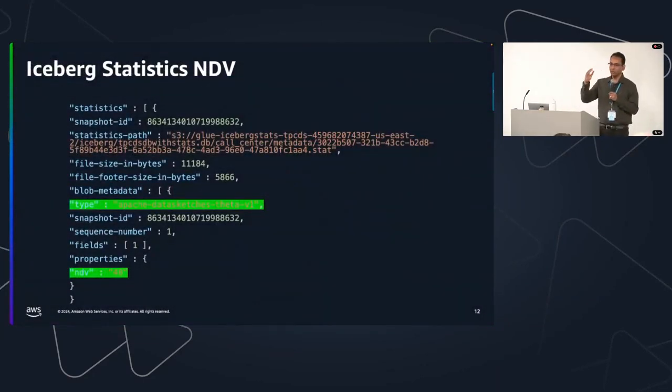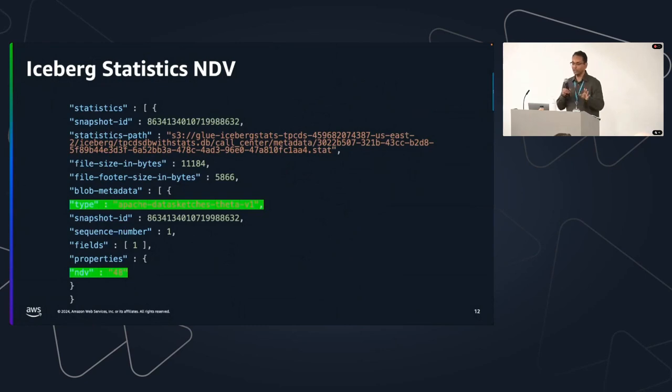Your catalog knows how to go to metadata, and the metadata has the representation of statistics. So you go to the statistics, you see this is a statistic file here, and it tells you, okay, this is a file that has this sketch, and in this particular case, the sketch is a theta sketch, which is what Iceberg supports as the standard, and this is where the NDV values are. So your Redshift, Athena can just pick it up from there.